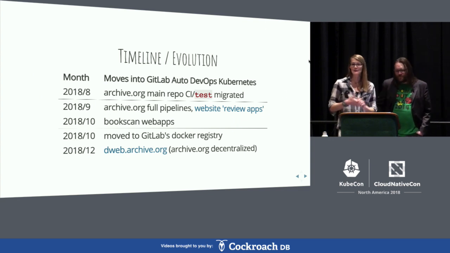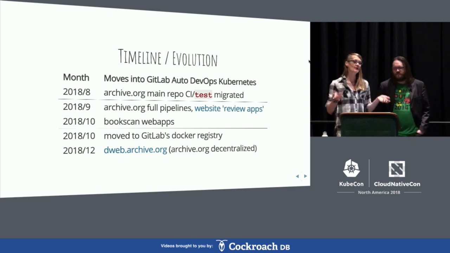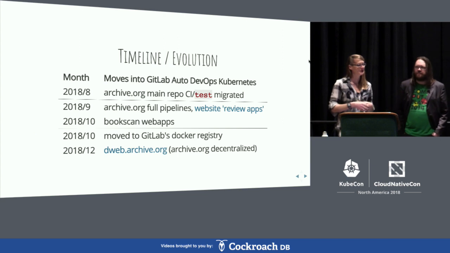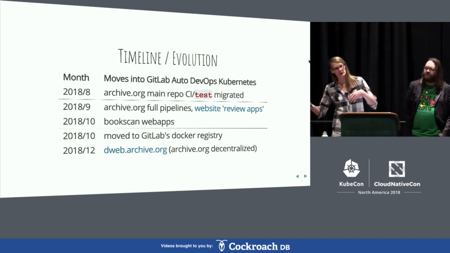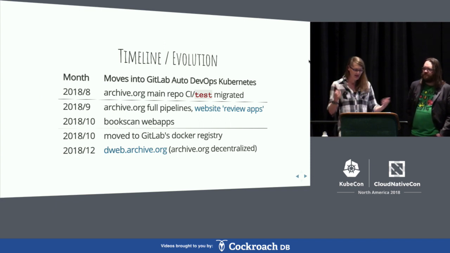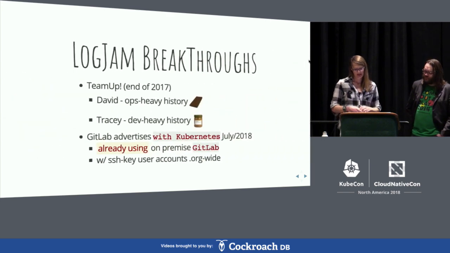And then last week alone, we just moved the dweb.archive.org. That's a decentralized version of the archive. So the archive is kind of centralized, as you're getting that sense since we host our own clouds. This is a way to host materials all around the world using fun things like WebTorrent, IPFS, Gun, WebSockets, all this kind of stuff. And we were able to containerize that and put it into Kubernetes.